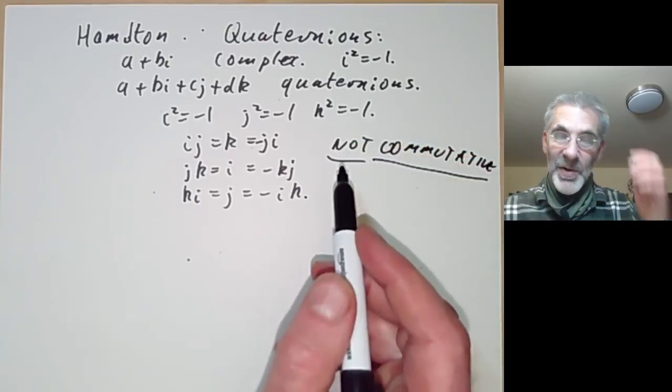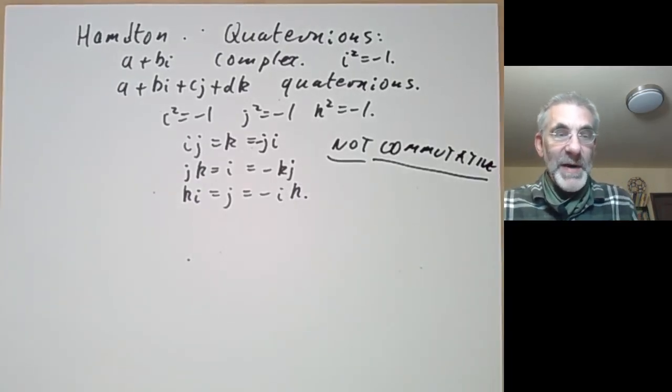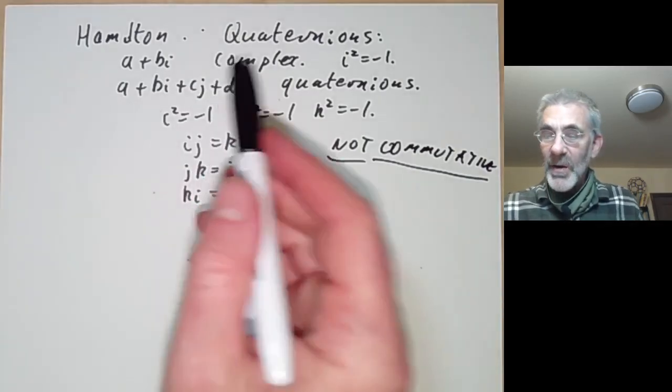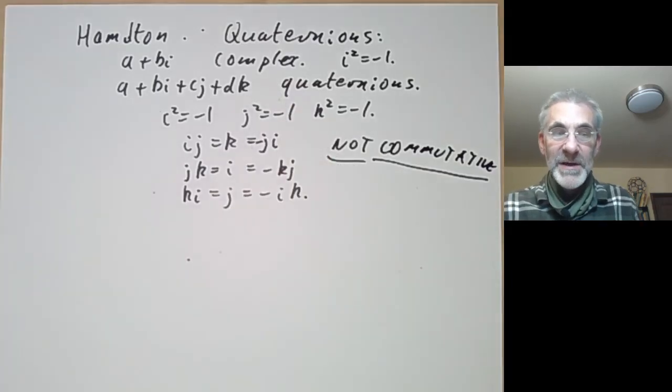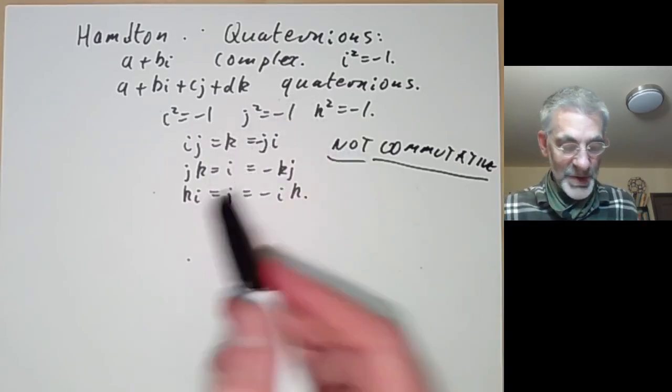And this was very surprising at the time. I mean, these days we're used to multiplications being non-commutative. Matrix multiplication is non-commutative. But the quaternions are one of the very first examples of something that was non-commutative. So it was a really big breakthrough to invent this.